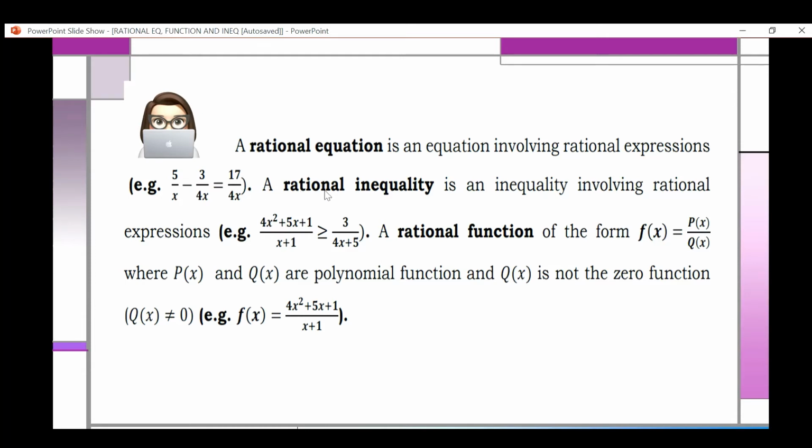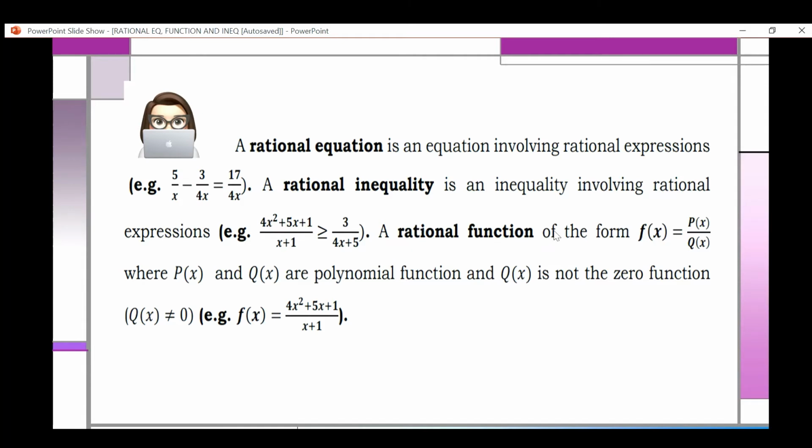Okay, next, what is a rational inequality? It is an inequality involving rational expressions. For example, 4x squared plus 5x plus 1 over x plus 1, and then we use the symbol greater than or equal, and then 3 over 4x plus 5.